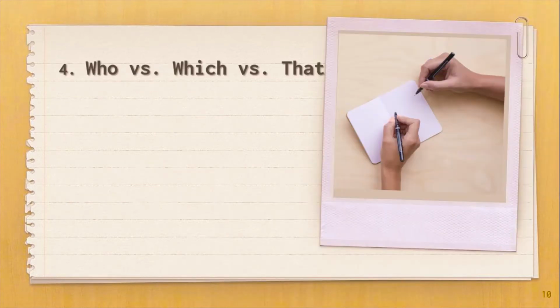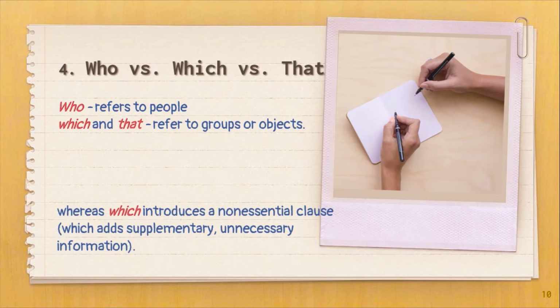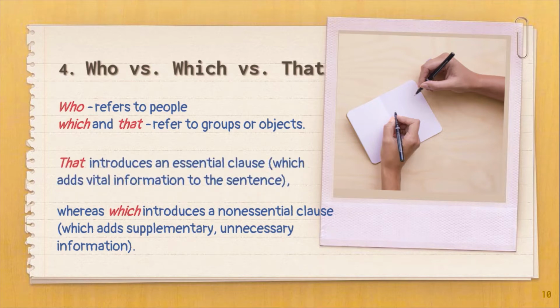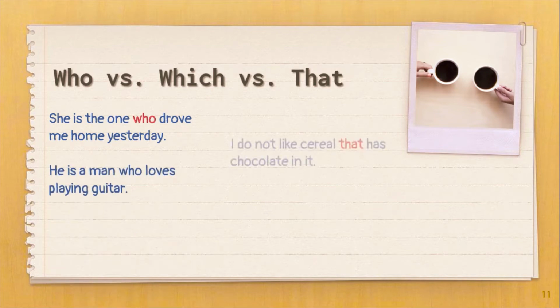The fourth grammatical error is who versus which versus that. Who refers to a person or people, while which and that refer to groups or objects, whereas which introduces a non-essential clause, which adds supplementary information, while that introduces an essential clause, which adds vital information to the sentence. Let's see, for example, she is the one who drove me home yesterday. So who refers to a person. He is a man who loves playing guitar. So who refers to a people or a person.